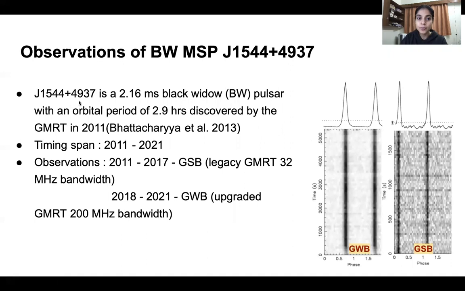So J1544+4937 is a black widow millisecond pulsar, and it is in a binary orbit with an orbital period of 2.9 hours. The observations have been divided into two parts. From 2011 to 2017, the observations were taken with the legacy GMRT system, and from 2018 to 2021, they were taken with the upgraded GMRT system.